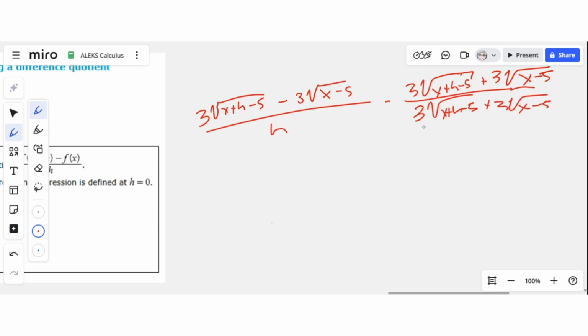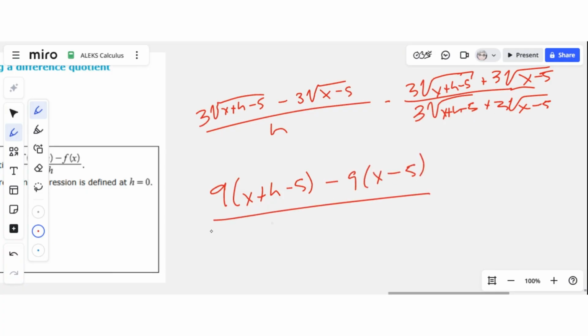Okay. What that's going to get me on the top, using the difference of squares, is the first term squared minus the second term squared. So that would be 9 times x plus h minus 5 minus 9 times x minus 5. I think that's going to help us quite a bit. And on the bottom, we're going to have h times that whole thing we just multiplied it by, which is 3 times the square root of x plus h minus 5 plus 3 times the square root of x minus 5. This may not look any simpler, but I guarantee we're getting there.